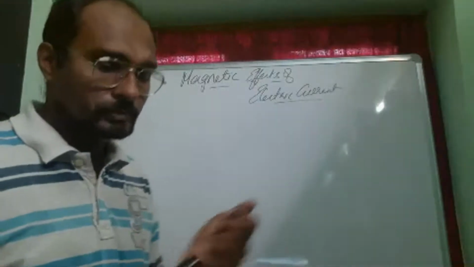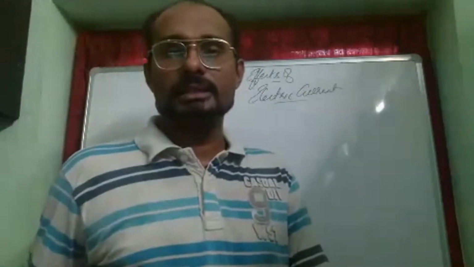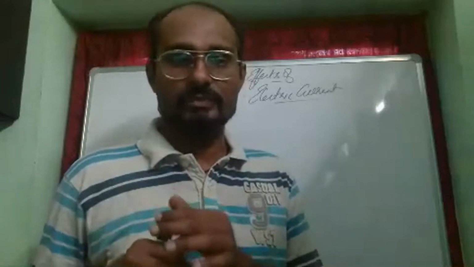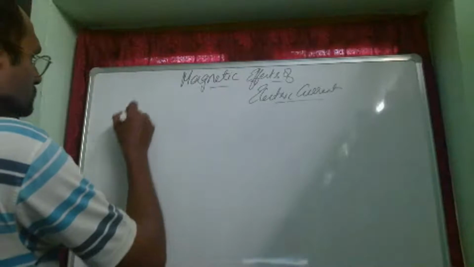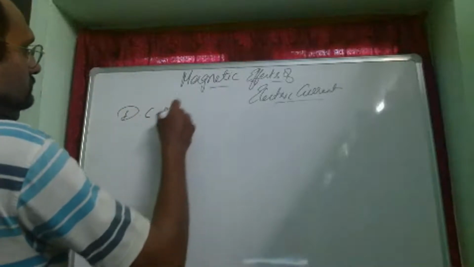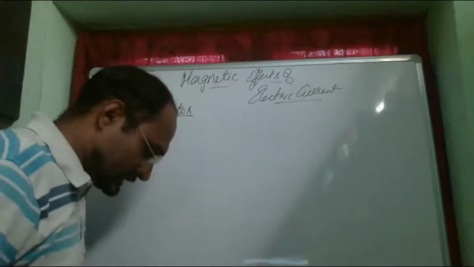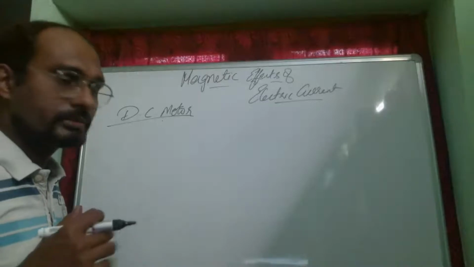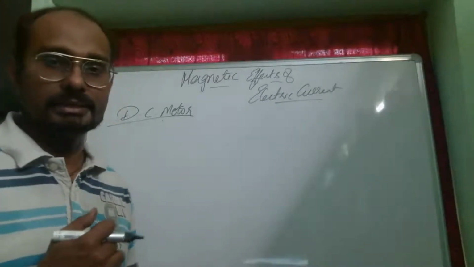Now coming to the next part, where do we use these magnetic effects? Where are we using these magnetic effects of electric current? Let us see. The first and foremost application is a DC motor. So, what does a DC motor do? It converts electric energy into mechanical energy.